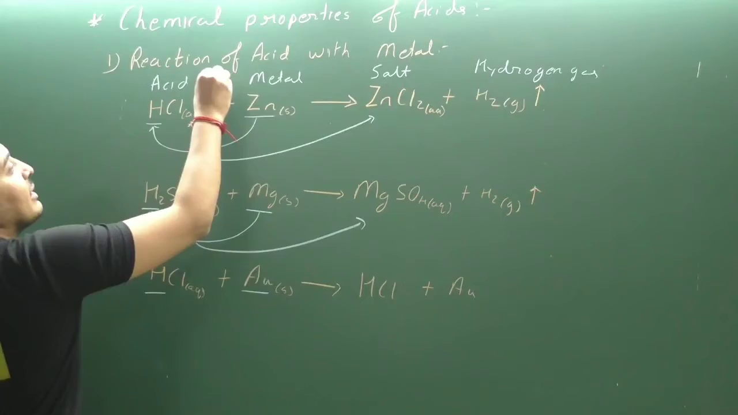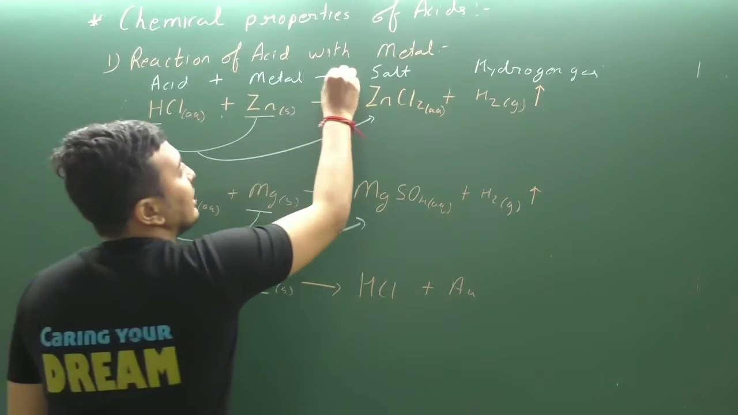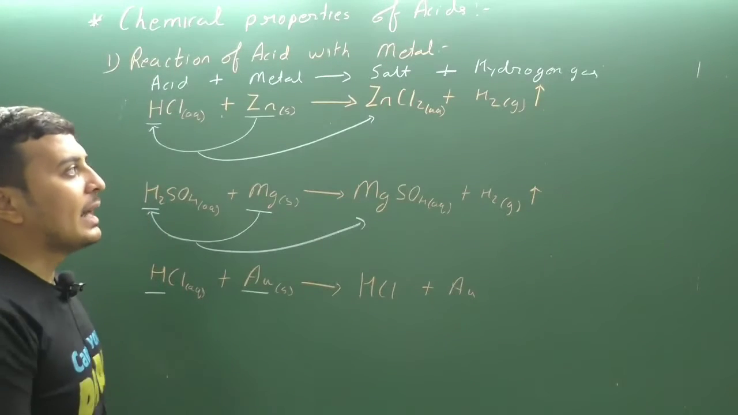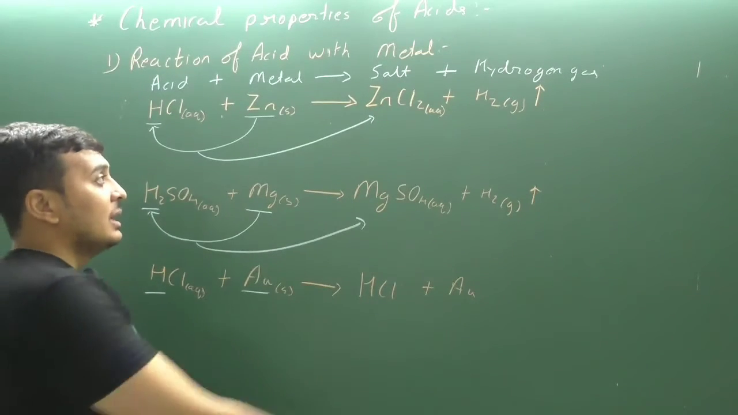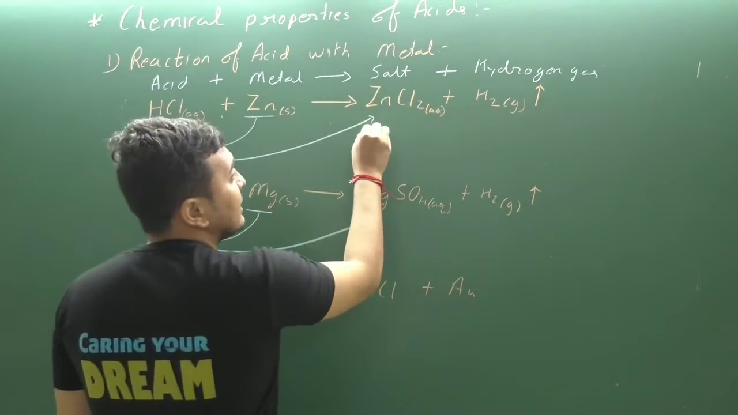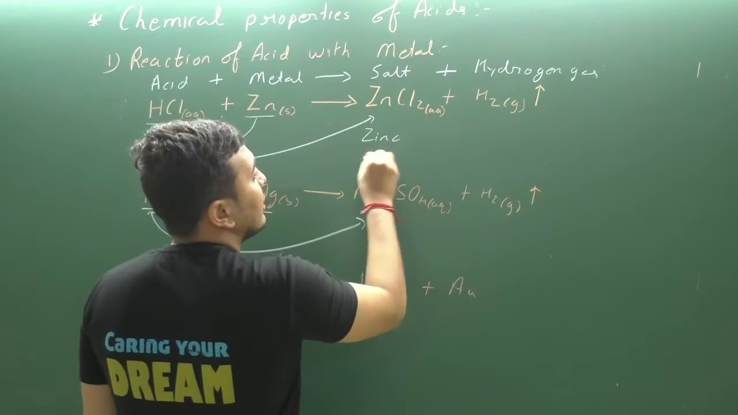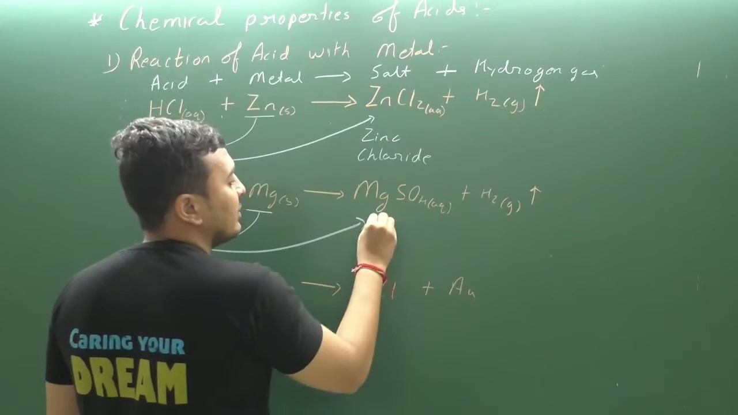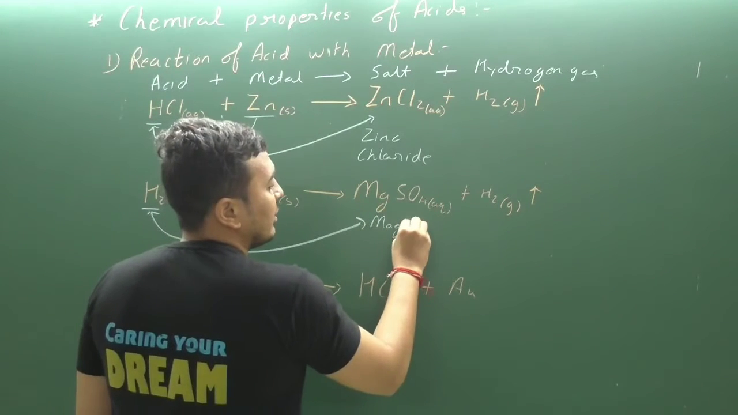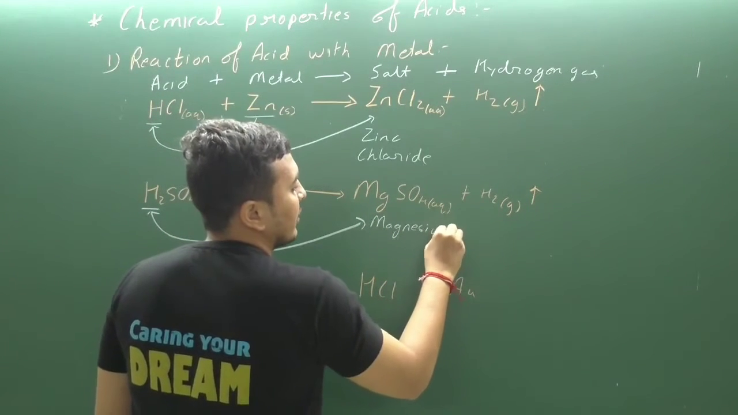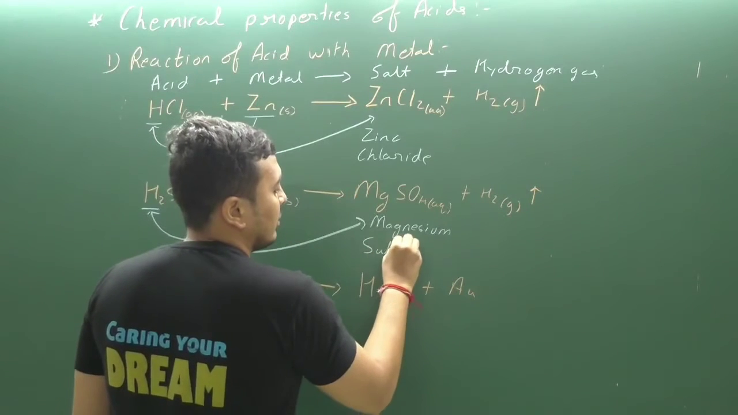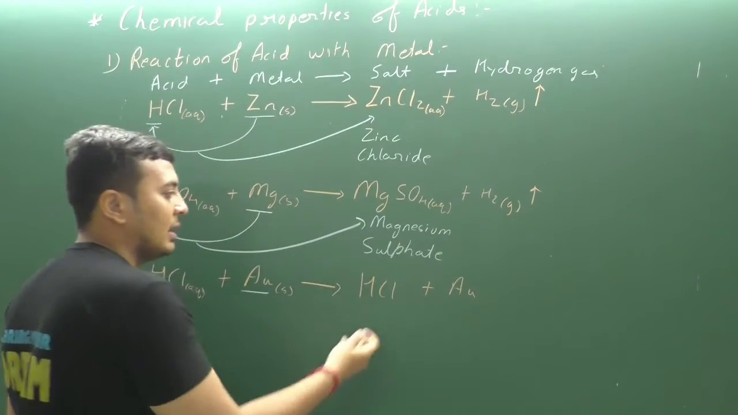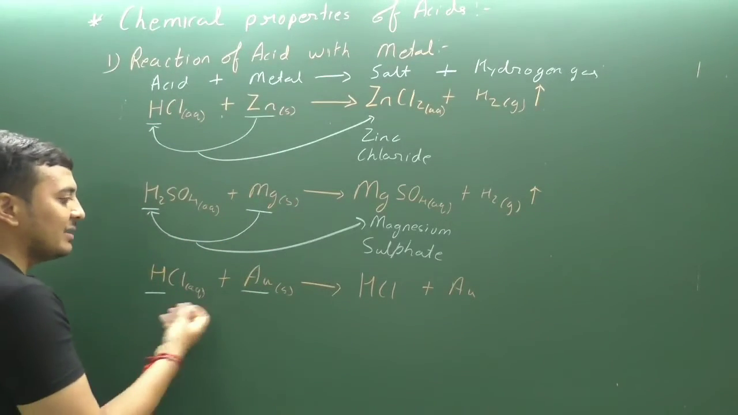So we can say that when acid reacts with metal, it forms salt and hydrogen gas is released. So what is the name of this salt? It is zinc chloride. What is the name of this salt? This is magnesium sulfate. As here it is no reaction, the acid remains same.